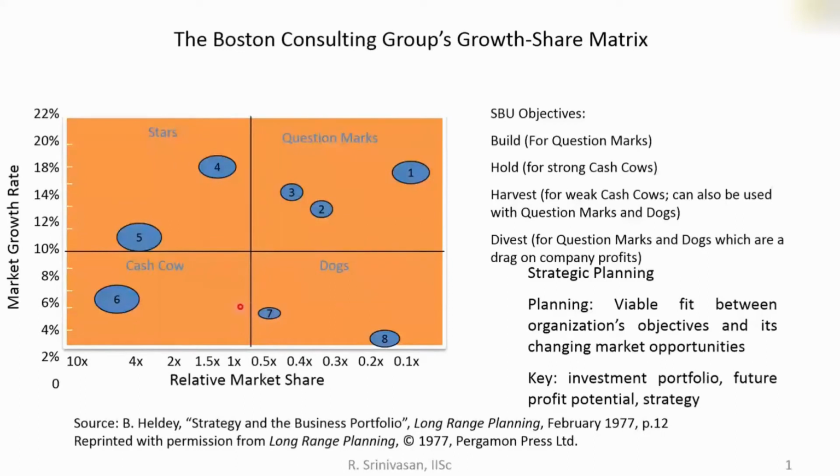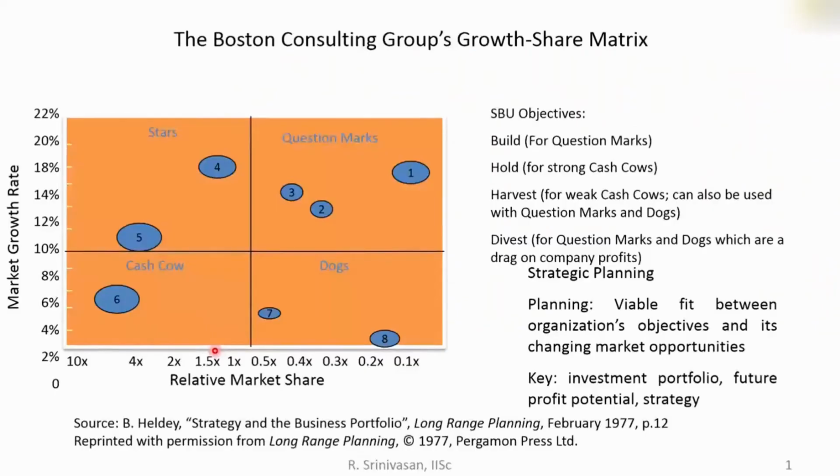Before it moves towards dogs, when it is still a cash cow, it may fetch you a higher return than when it moves towards dogs. Suppose you are not able to prevent it from going to dogs, that also happens with SBUs. Then what should you do? These SBUs which are dogs are candidates for divesting. That is, try to get as much salvage value as possible because they are a drag on the company's profits.